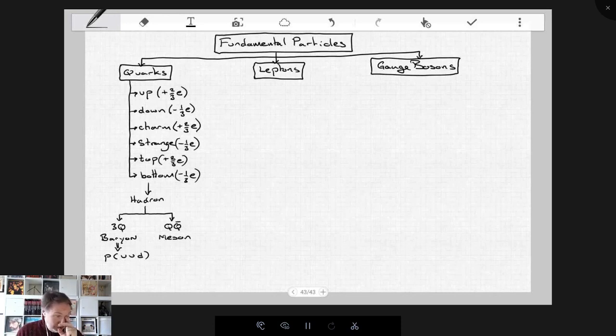a down. And if you think about the charge there, you've got 2/3 plus another 2/3, which is 4/3, minus 1/3, which is 3/3, which is plus 1. That's why a proton has a charge of plus 1. A neutron is an up, down, down, which is 2/3 minus 1/3 minus another 1/3, which is why a neutron is neutral.